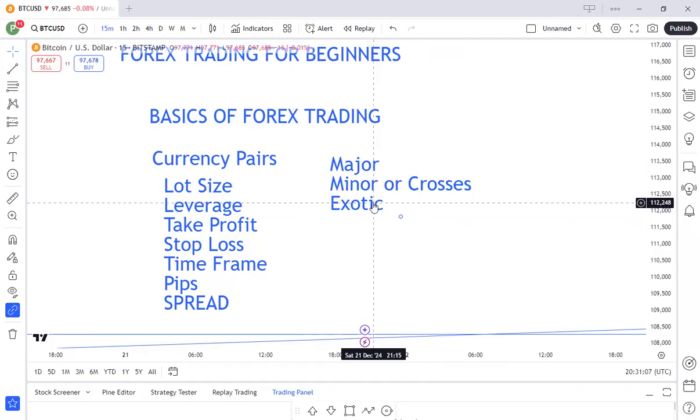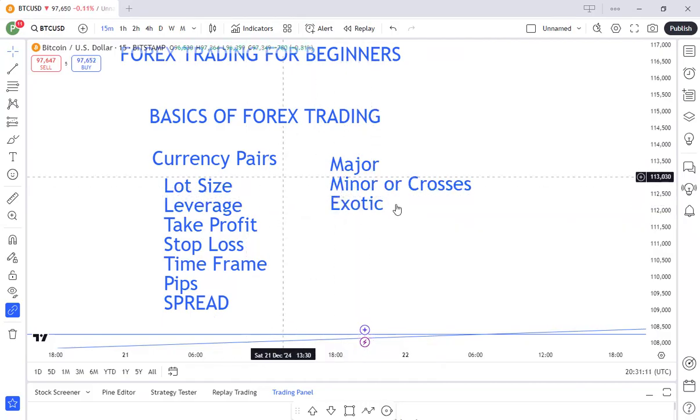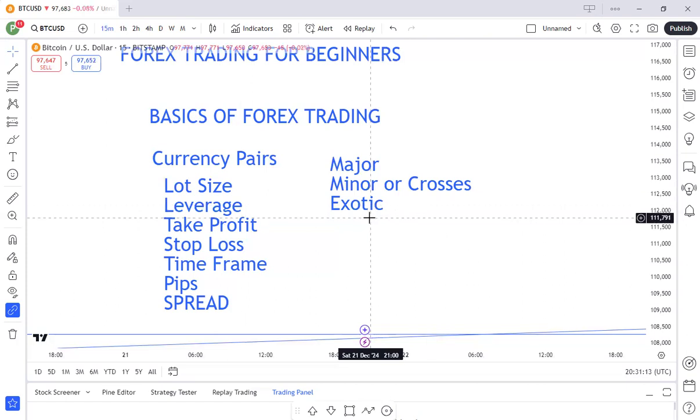Then we have the exotic currency pairs. These are currency pairs that include one of the majors and a developing country's currency, like the USD to Nigerian currency, the USD to Singapore dollar, USD to China, USD to Indian rupee. You understand? All those are under exotics, and their spreads are very, very high.